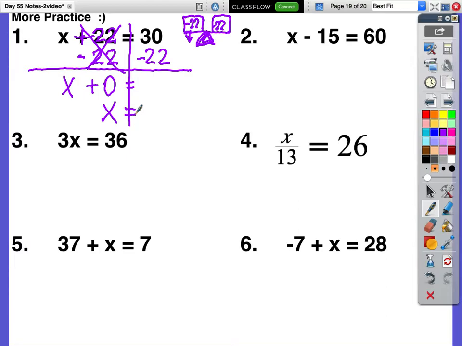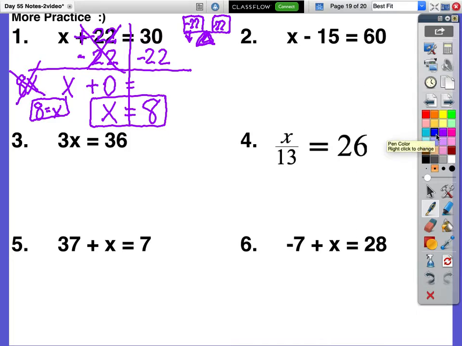And 30 minus 22 is just 8. So your answer is x equals 8. Alternate answer is 8 equals x. An alternate answer is not 8x because you have lost your equal sign, which means you have forgotten the fact that this is an equation, and that's just not right. You can't ever drop your equal sign in an equation. Never, never, never.